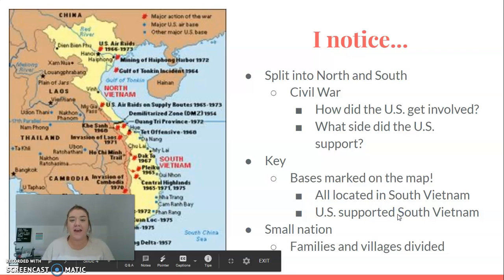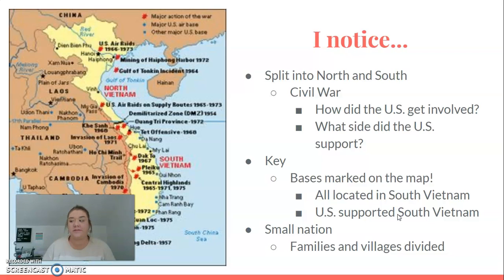So we're going to take a look at this map for a minute, and we're kind of shifting gears to the Vietnam War like we studied with The Things They Carried, story, Ambush, and Patrol. So this map is a map of Vietnam. And so what you'll notice is that it's split into north and south. So Vietnam is split into north and south, and that tells me that there's a civil war. That also leaves me with some questions. So how did the U.S. get involved, and what side did the U.S. support? So then I'm going to take a look at the key.